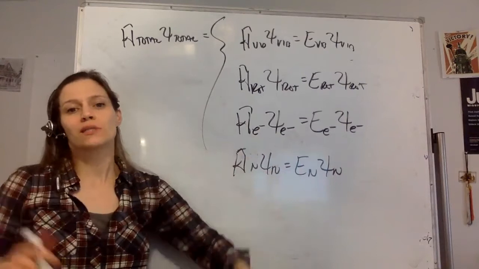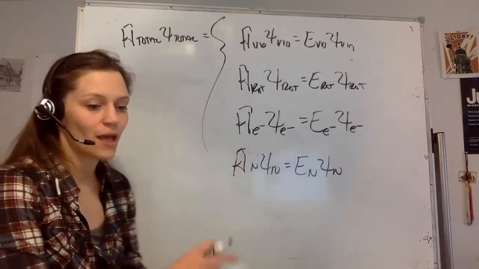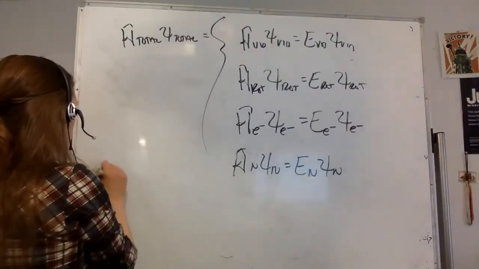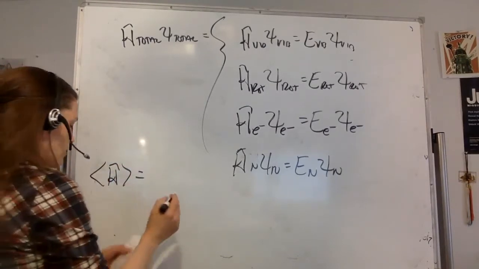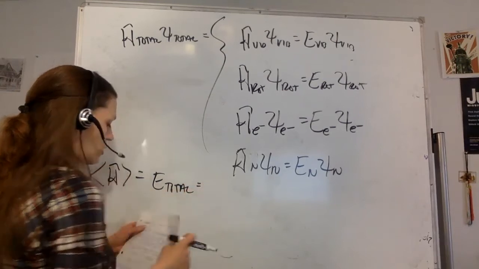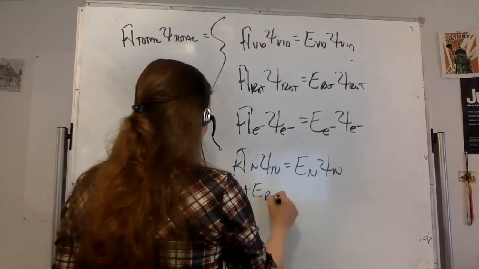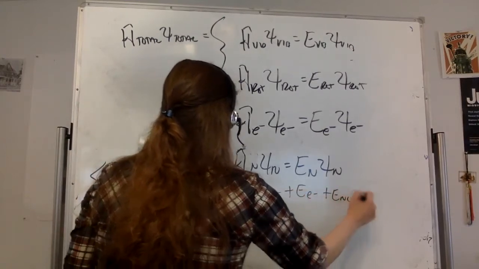This yields this, okay? So what we end up getting, which is unbelievably fantastic, the expectation value is going to then be E total, which equals E vibrational plus E rotational plus E electronic plus E nuclear.